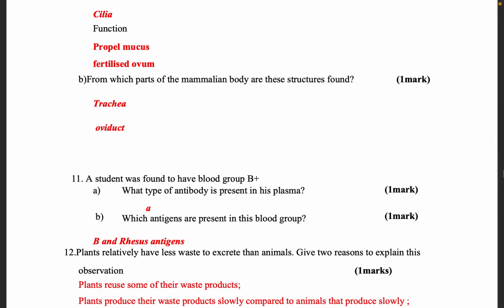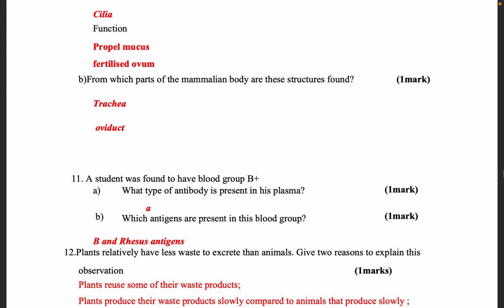Question 11. A student was found to have blood group B positive. What type of antibody is present in his plasma? A. Which antigens are present in the blood group? B and rhesus antigens.